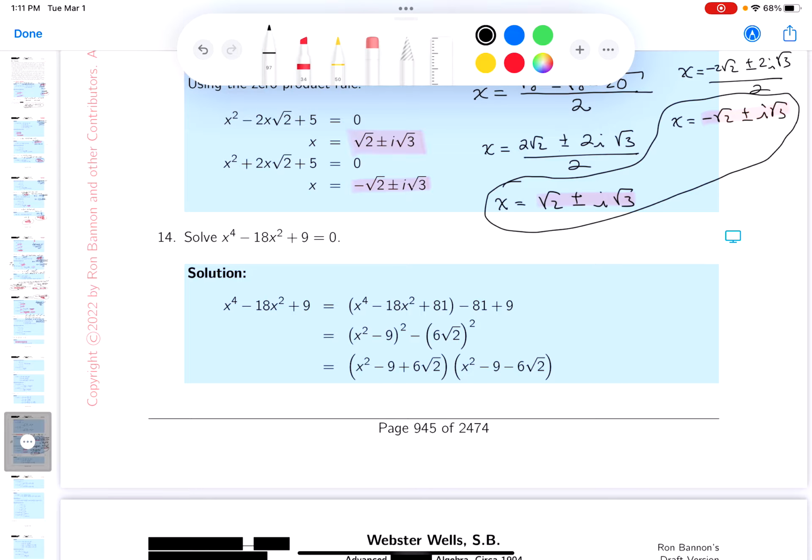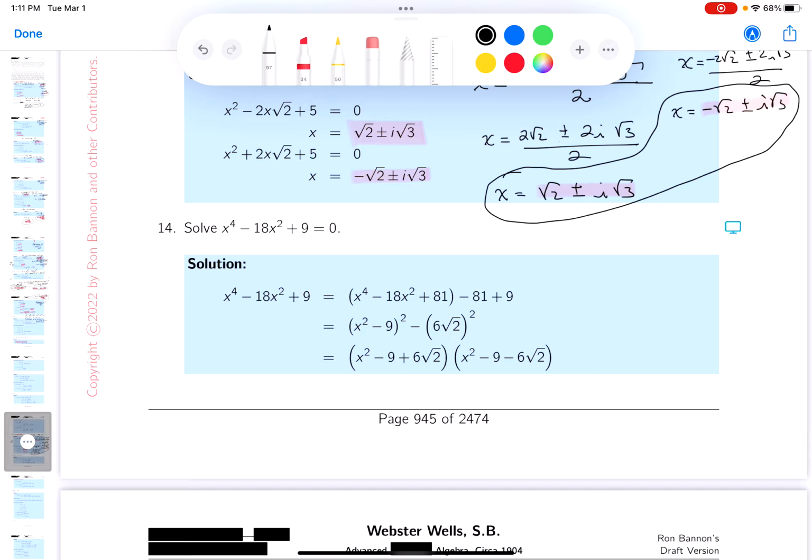Okay, let's make an attempt to complete the square, see what happens. So you get x^4, and you get minus 18x^2. And then when you half of minus 18, it's minus 9, squared, you get 81. This becomes a problem, though. I'll tell you why it's a problem now.